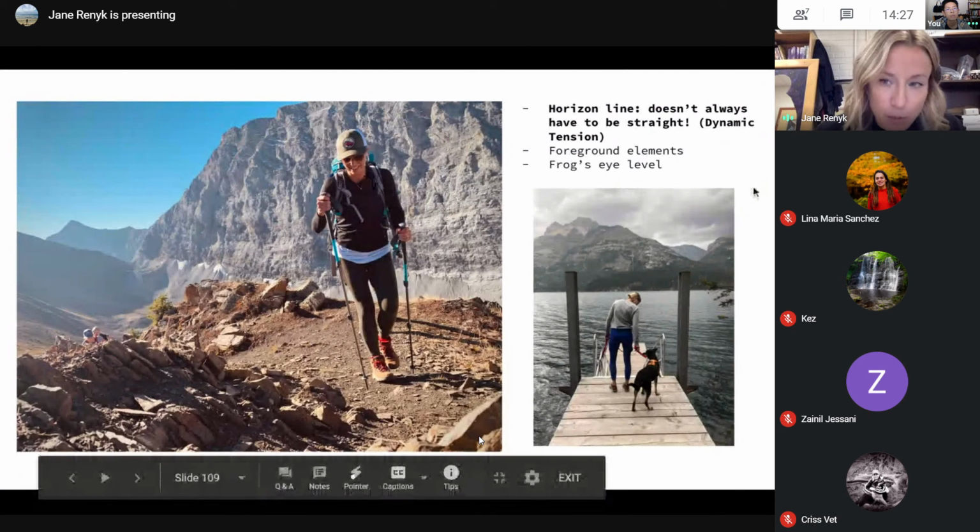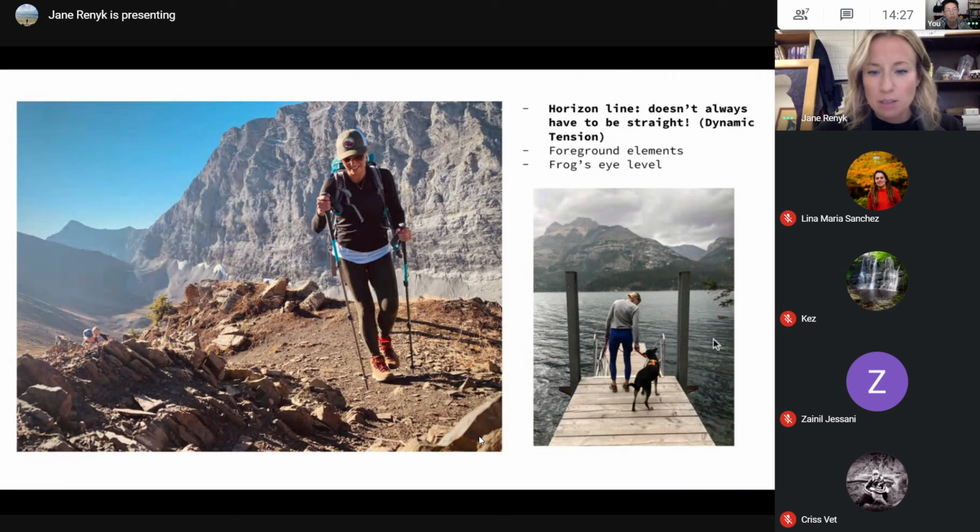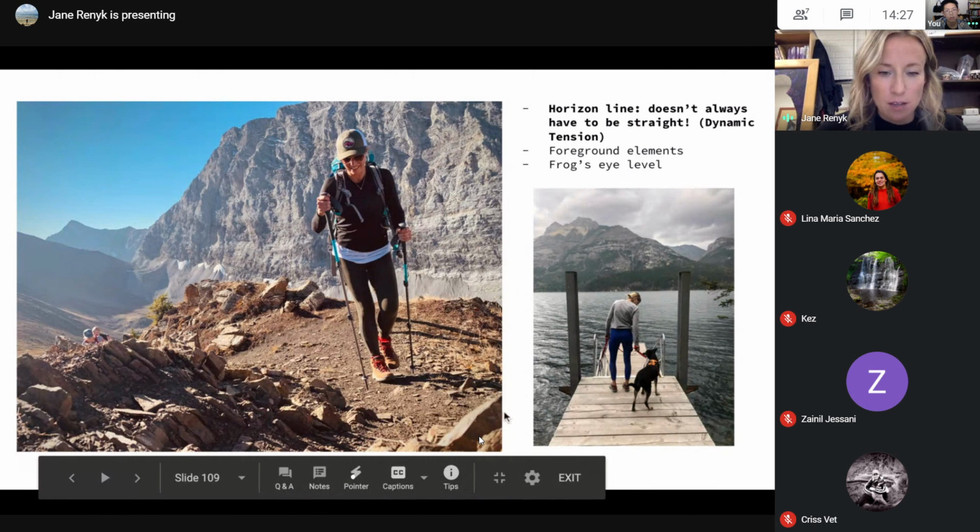This just works because of the content, especially hiking on a mountain is a little bit tilty. And this works too, being on a dock with water kind of works where it's not perfectly stable. And again, this one was shot frog's eye as well. You can see there's a rock here that I placed my phone on to try to get a different angle.